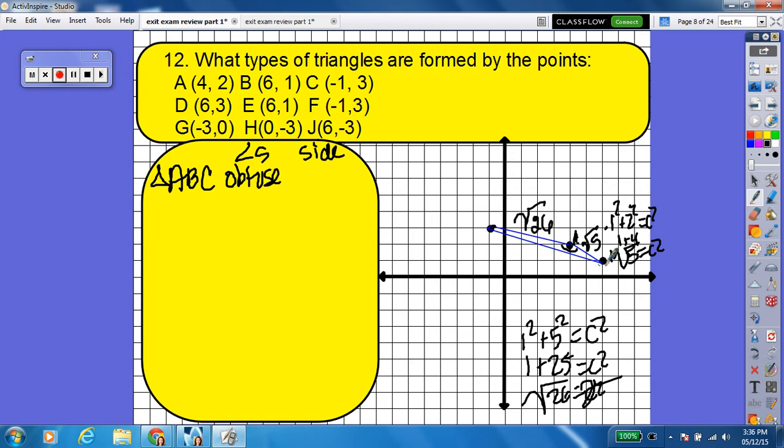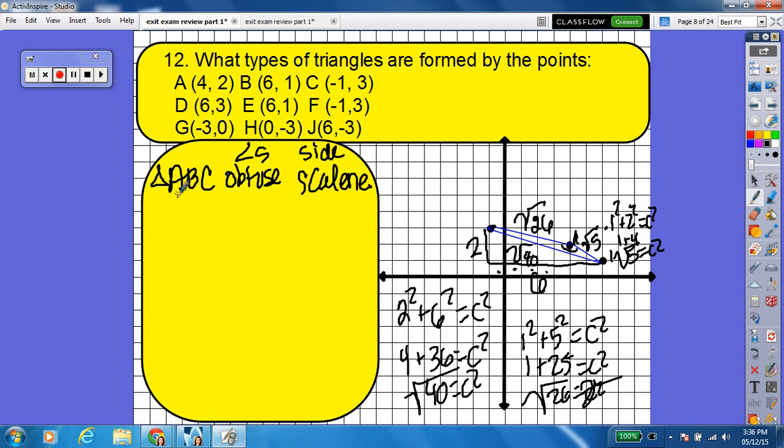And then the last one here you have is this one, making this a right triangle. So you have 2 and 1, 2, 3, 4, 5, 6, which is the one we found before. So it's 2 squared plus 6 squared equals c squared. You can already tell that this is going to be different. That's 40, right? So square root of 40. So all 3 of those are different lengths. That means that it's going to be scalene. So if I were to name triangle ABC, I would say it was a scalene obtuse triangle.